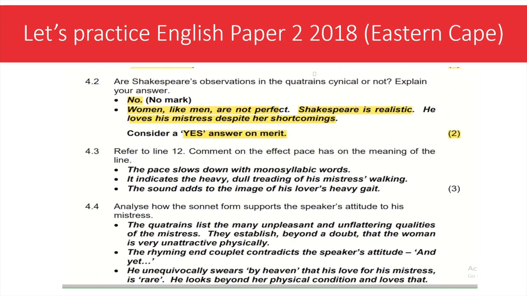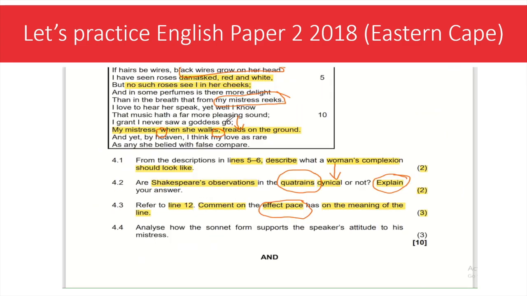Over here, the pace slows into monosyllabic words, so one-syllable words. It indicates a heavy, dull treading of the mistress's walk, and then the sound adds to the image of the lover's heavy gait, her ungraceful stride, if we can say it like that, for the full 3 marks. So I had it where I was looking at commas. That definitely could be added there, but once again, we do have the monosyllabic words. So, when she walks, treads on the ground.